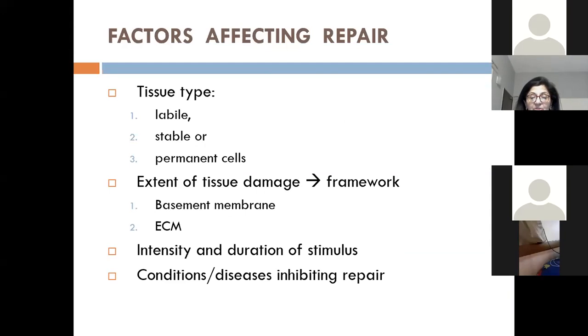Extent of tissue damage, that is the framework. If the framework is intact, resolution can take place. But if the framework is destroyed, the framework meaning the basement membrane and the extracellular matrix, then it all has to be replaced by fibrosis. Intensity and duration of the stimulus is also important in whether it's going to end up in resolution or fibrosis. And then there are certain conditions which will inhibit the repair process that we will talk about in tomorrow's lecture.